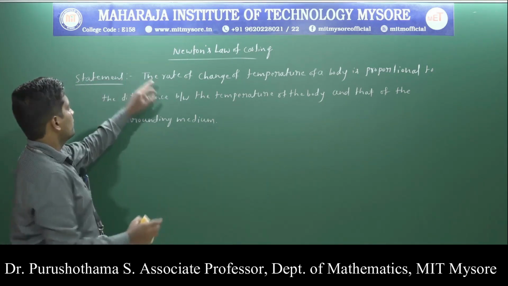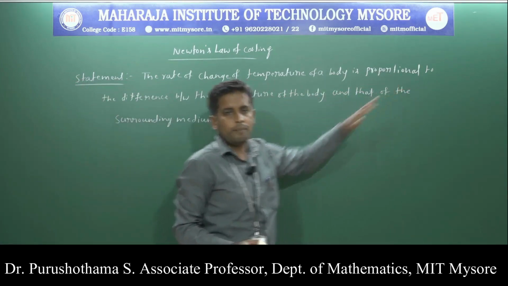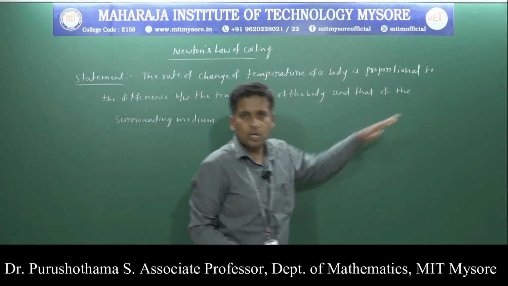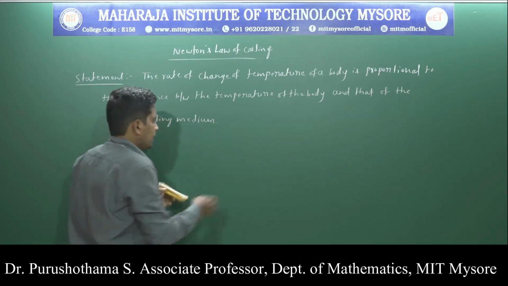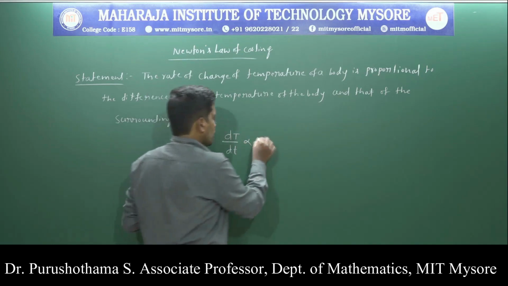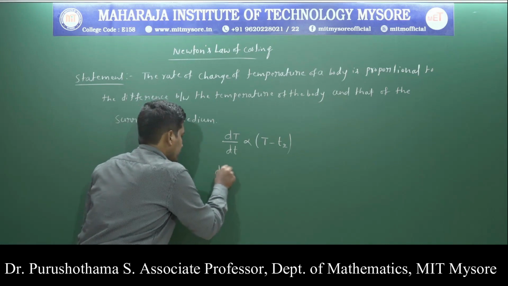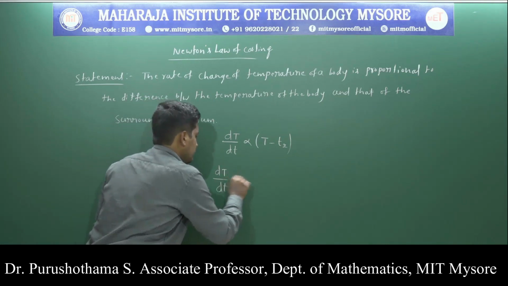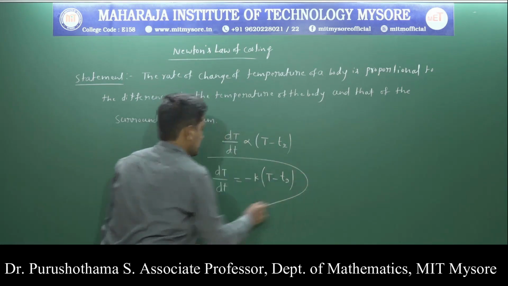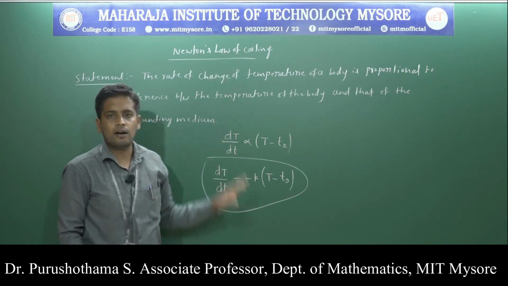The statement is, the rate of change of temperature of a body is proportional to the difference between the temperature of the body and that of the surrounding medium, or the same as dT by dt, which is proportional to T minus T2, or dT by dt is equal to minus k times (T minus T2). This is the differential equation expression for Newton's law of cooling.